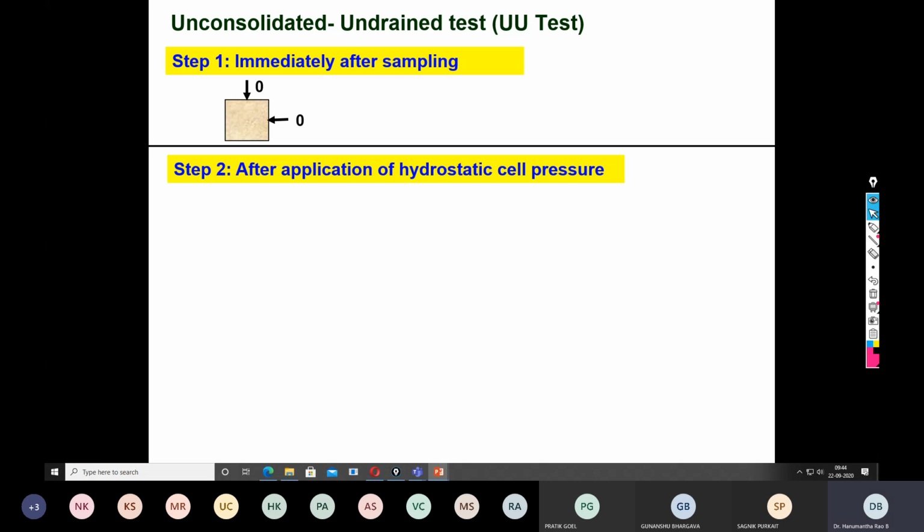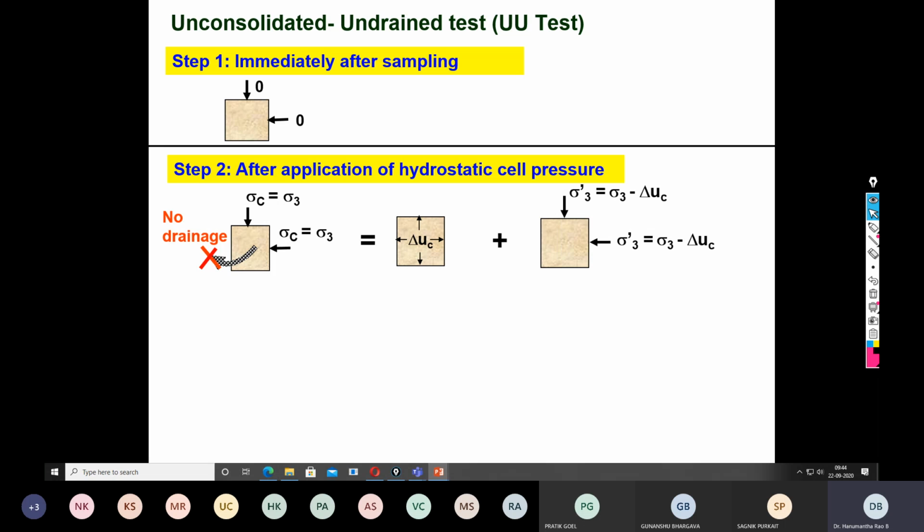The soil sample, so therefore everything is 0. Then you apply the confining pressure, so both sigma 1 and sigma 3 remain the same. After application of the hydrostatic cell pressure, with no drainage, there is development of pore water pressure within the soil sample. Then sigma 3 dash is sigma 3 minus delta u c, and sigma 1 dash is the same. This is during the hydrostatic stage, when sigma 3 remains the same in all directions.